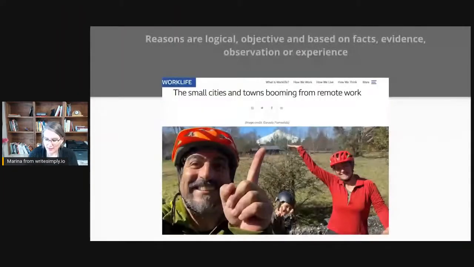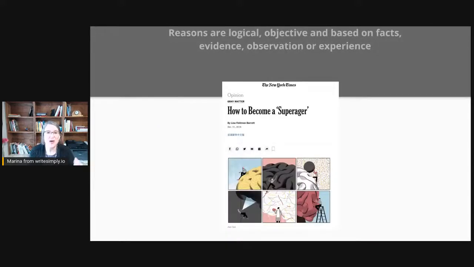Let's have a look at the next one. So we have one more. I always like to give 3 examples so that one might resonate and you might see, oh, okay, that's how I do it. How to become a super ager. I thought this was interesting. And it's an opinion piece. Let's see what kinds of reasons. How do you become this? So now reasons. Let's see what the opinion is in this piece.